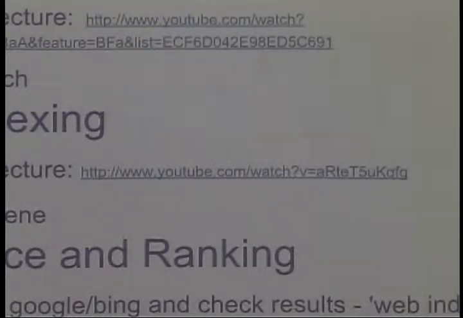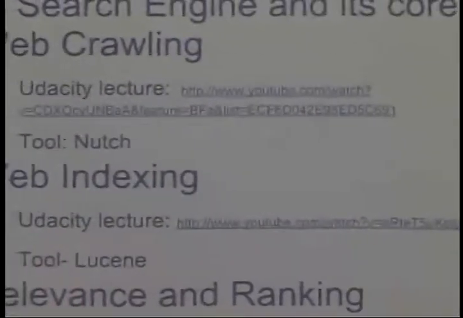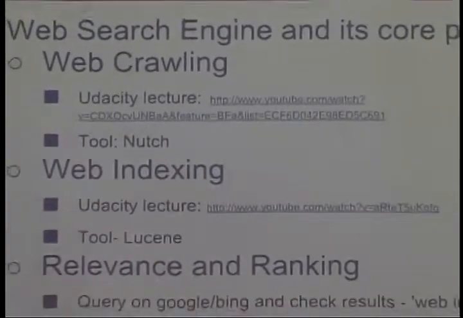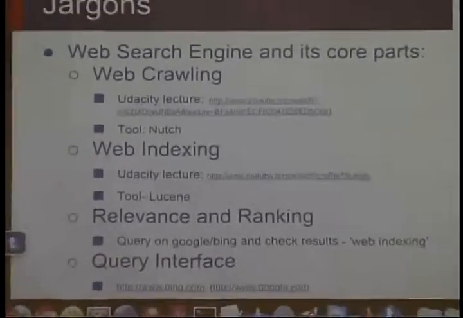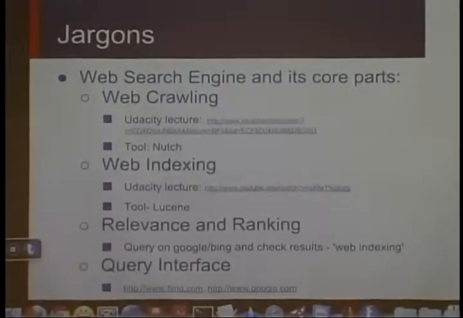You have a question? I'm trying to understand this. Basically, web crawling is what the search engine does. It looks for stuff. Then web indexing organizes based on what it's found. Ranking and relevance places results in order according to how close they are to what we actually asked in the first place. Very good.